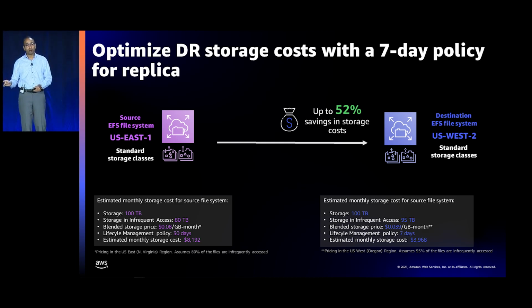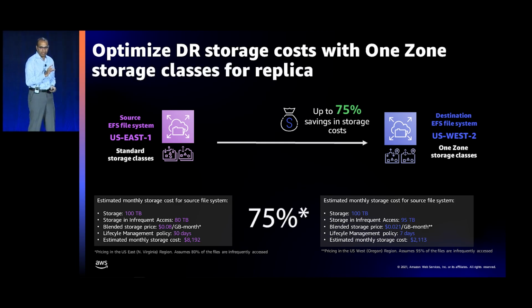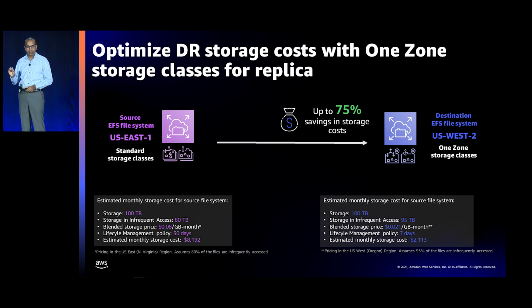$2,223. You can cost optimize further and save up to 85% by using One Zone storage classes for your destination file system and enabling a lifecycle management policy with a shorter age-off, which is 7 days, when compared to the source file system, which could have an age-off policy of 30 days. So let's do the numbers again. We're going to use the exact same EFS file system in the source region, a 100 terabyte EFS standard file system. And as we just established, the estimated storage cost of that standard file system comes to $8,192.